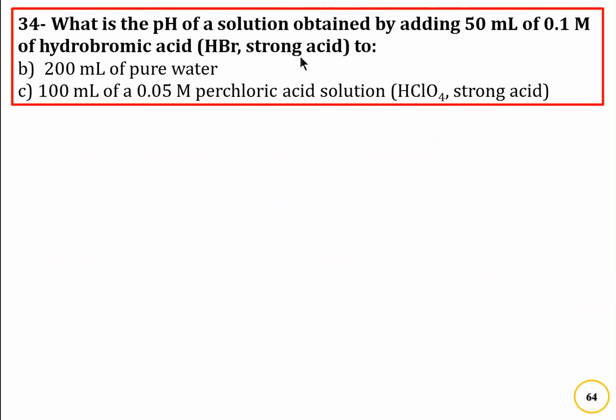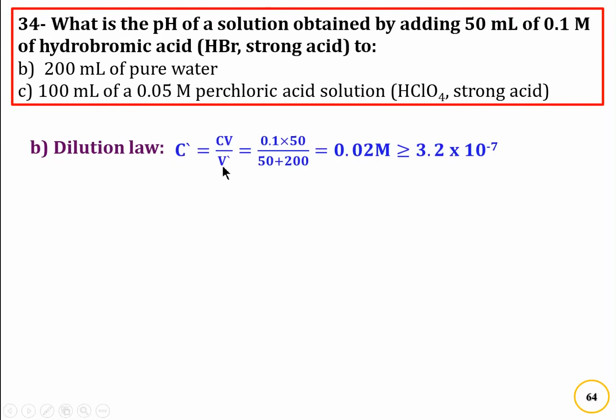Exercise 34: what is the pH of the solution obtained by adding a strong acid to water? When we add acid to water, we have dilution. So we have to calculate the new concentration after dilution: C initial V initial equals C final V final. So C final equals C initial, which is 0.1, times 50 divided by V final, which is the V total, 50 plus 200. So the concentration of the acid is equal to 0.02. This is the concentration of strong acid.